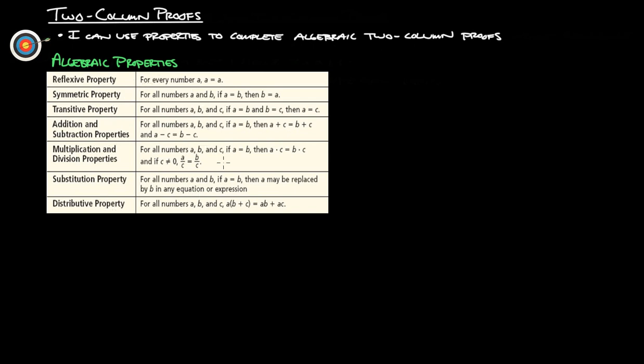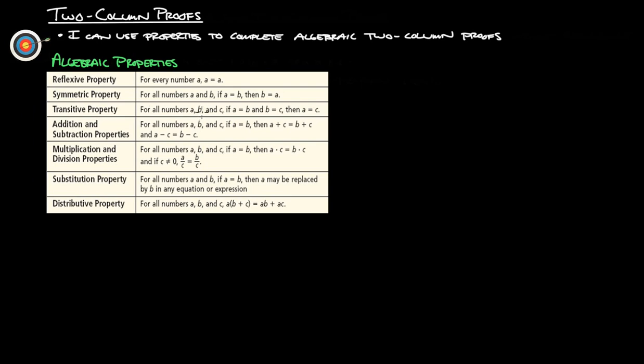These are going to make a lot more sense once we see them in an example, but I'd still like to go through and at least explain them to you really quick. Reflexive property is for every number A has to equal A. Symmetric property: if A equals B, then B has to equal A.